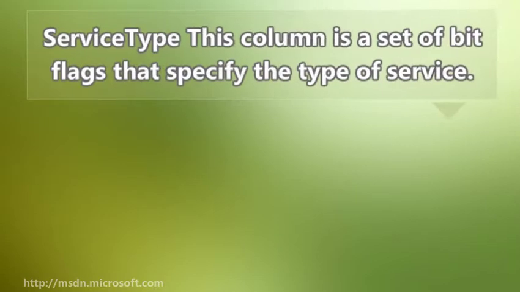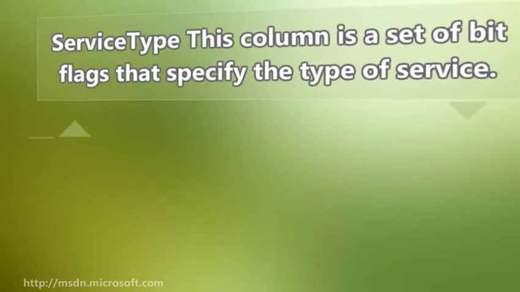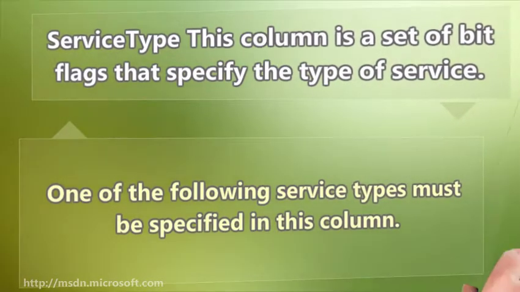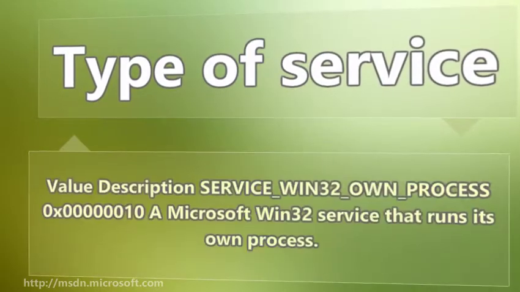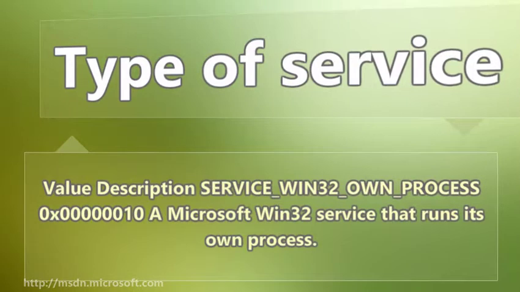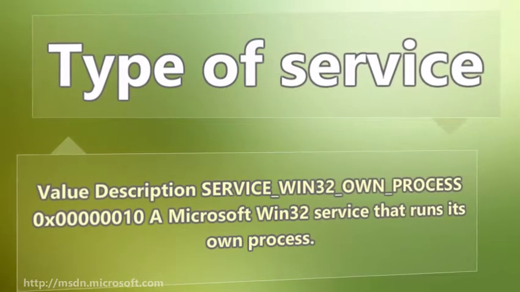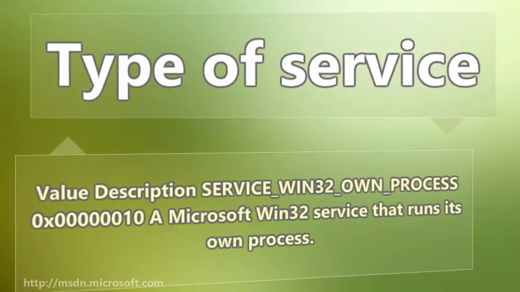ServiceType. This column is a set of bit flags that specify the type of service. One of the following service types must be specified in this column. Type of service. Value, description. SERVICE_WIN32_OWN_PROCESS, 0x00000010. A Microsoft Win32 service that runs its own process.